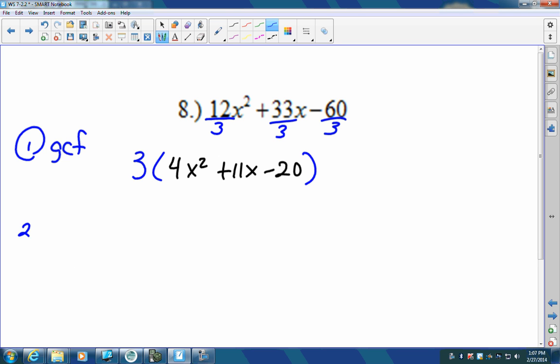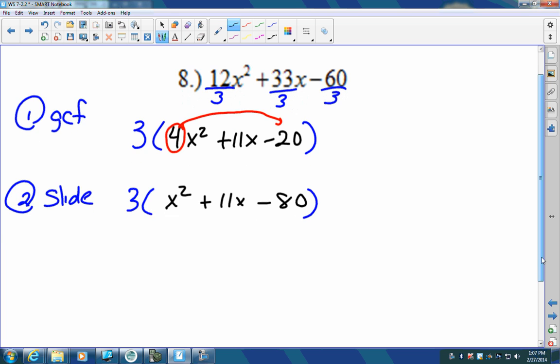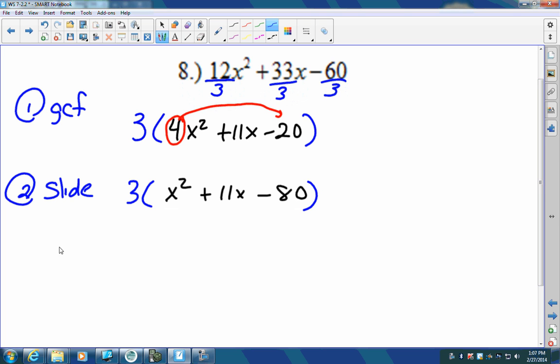Step 2, slide. Keep your 3 out there. What am I sliding? I'm sliding the number that's in front of the x squared. So take that 4, slide to the right. So I'm just going to be left with x squared plus 11x. 4 times negative 20 is negative 80. So now, step 3 is to factor.